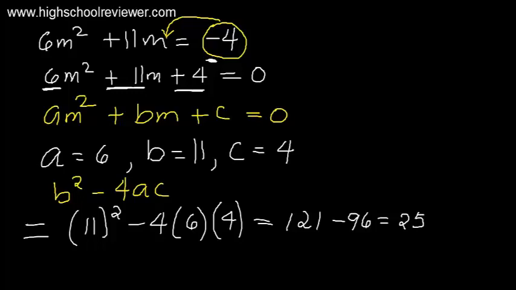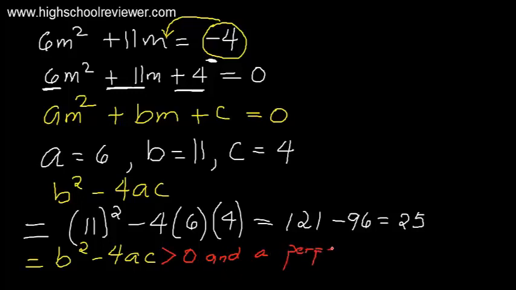So our discriminant now, b squared minus 4ac, is greater than 0 and a perfect square. So this is greater than 0 and a perfect square.